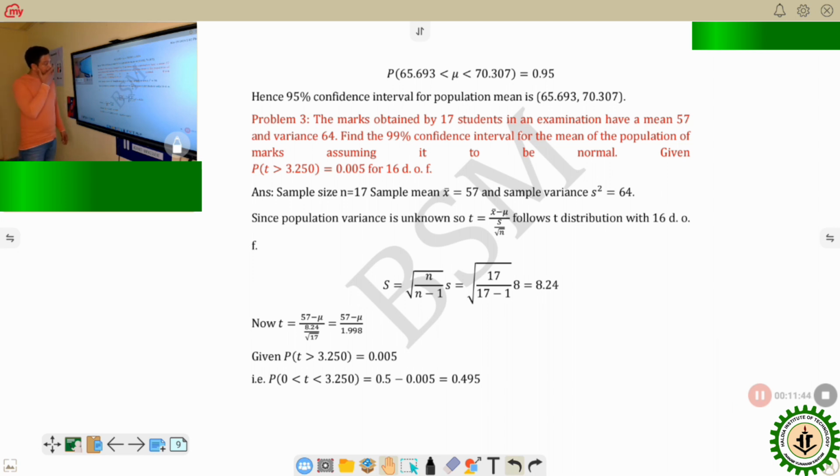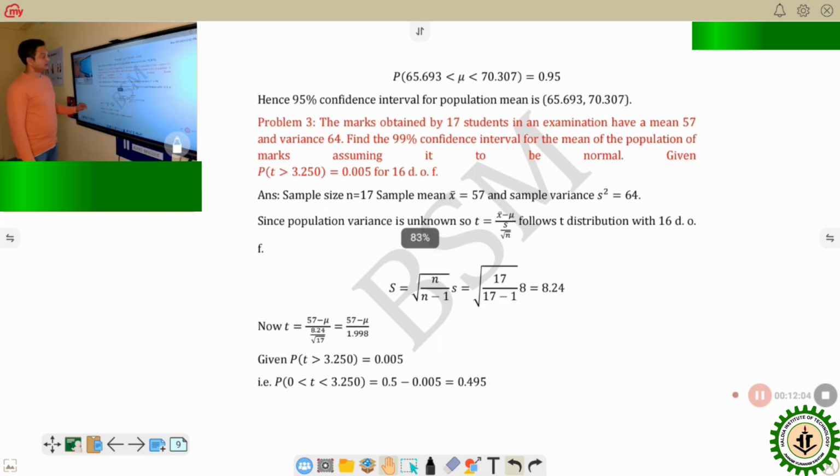Now another problem is discussed here. It is for 17 students, and its mean and variance are given. You need to find the 99% confidence interval. So the procedure is the same. Just find the sample mean: n equals 17, sample mean x bar equals 57, sample variance equals 64. So find the S formula, n by n minus 1 into s, 8.24. Put the t value, x bar minus mu by s by root n.